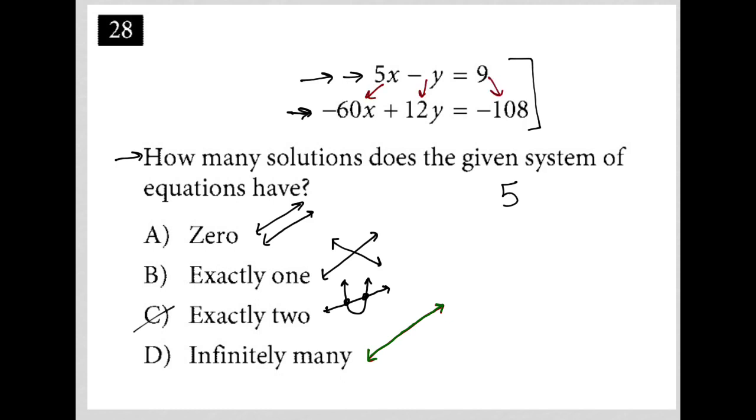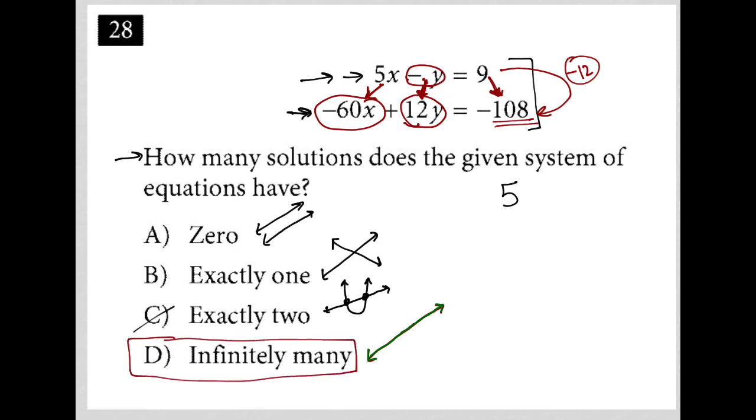9 times negative 12, negative 9 times negative 12 is negative 108. Negative 1y times negative 12 is positive 12y. 5x times negative 12 is negative 60x. I'm basically multiplying the top equation by negative 12 in order to get the bottom equation. So a multiple of an equation doesn't change anything about the character of the line itself. So that might be enough for you to know that it's going to be infinitely many because they're going to be the exact same equation.